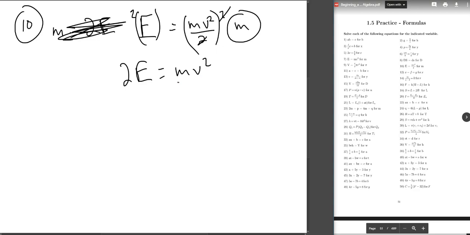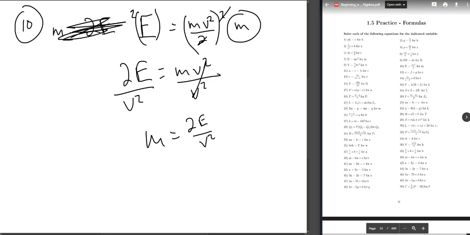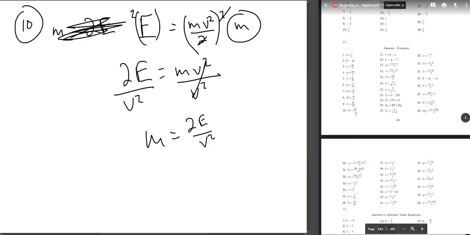So if we're solving for m, can you guess it? We're going to divide both by v squared, right? If I have v squared and I divide by v squared, it equals 1. If I have an apple and I divide by an apple, it's 1. So I get m equals 2 large E over v squared. That should be the answer. Number 10, m equals 2E over v squared. Yes, that is the answer.